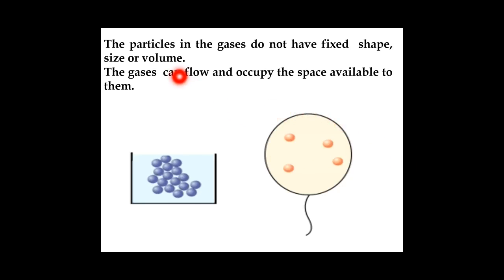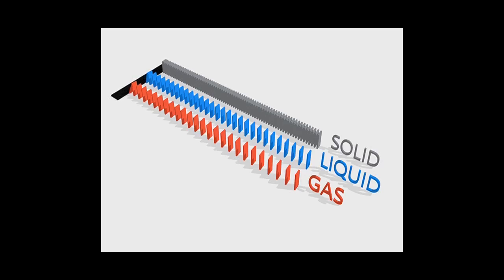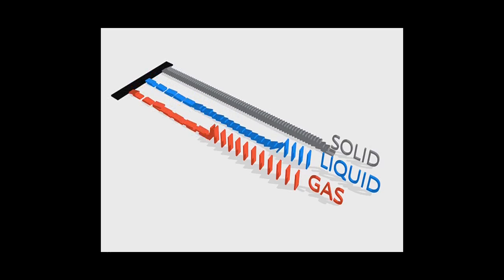As gases have negligible interparticle force and maximum interparticle space, they do not have fixed shape, size or volume. Gases can flow and occupy the space available to them. Now, we are going to compare the characteristics of solid, liquid and gas.